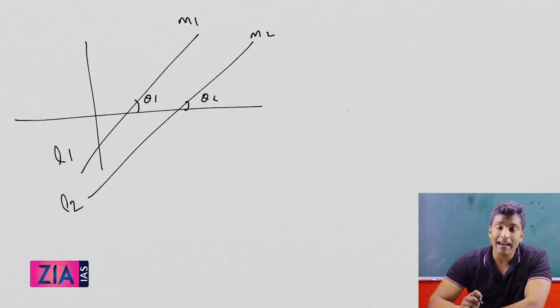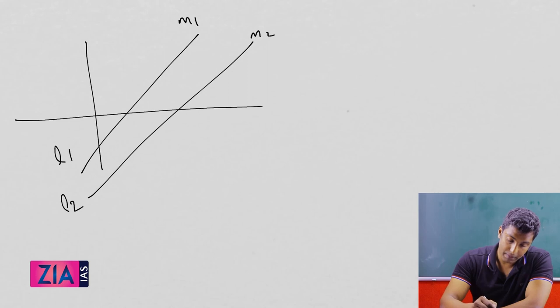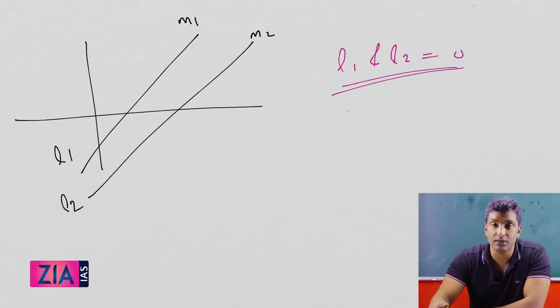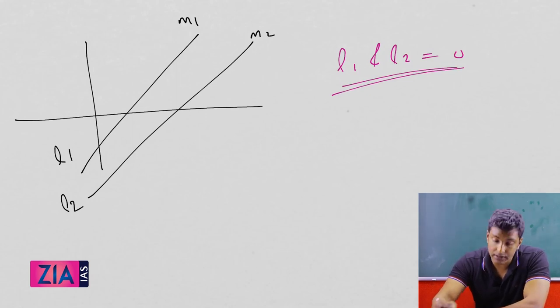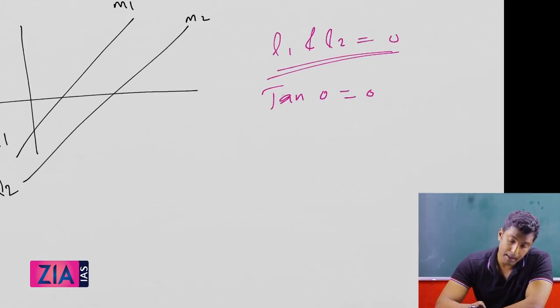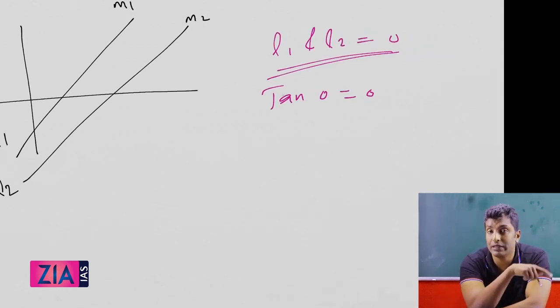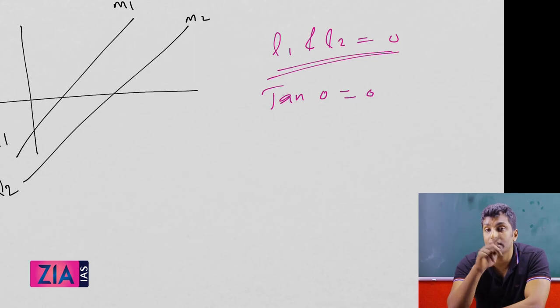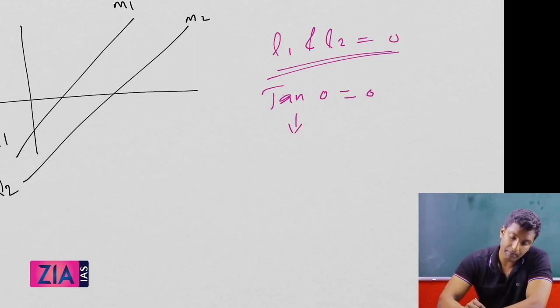For parallel lines, we already understood that the angle between L1 and L2 is 0 because they are parallel. Just before, I discussed this concept, right? So the angle between L1 and L2 is 0. So tan 0 is going to be 0. Now let's apply the concept that we have discussed just now. What was tan theta? Tan theta was (m2 minus m1) divided by (1 plus m1 m2), right? Just write that here: m2 minus m1 divided by 1 plus m1 m2.